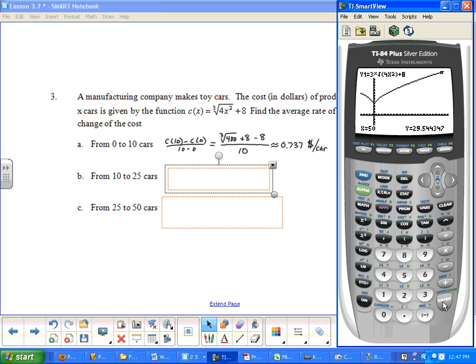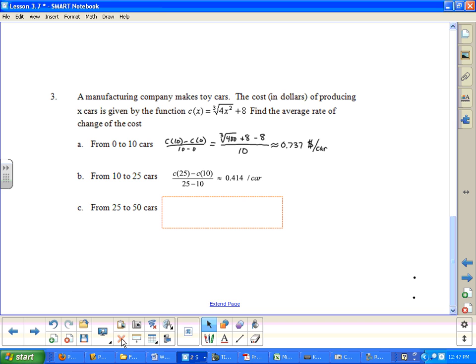Okay. So when we do that here, you'd find approximately 41 cents a car, and from 25 to 50, it's changing at a rate of about 32 cents a car. And the numbers we're using, so the numbers in the numerator are what I get when I put those specific numbers into the formula. The numbers in the denominator are just those two specific numbers. Make sure you always take the largest x and subtract the smaller x.